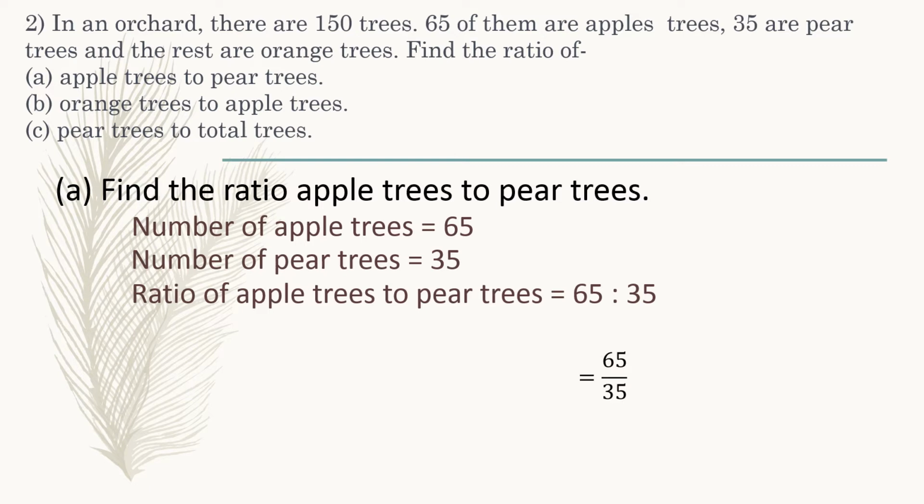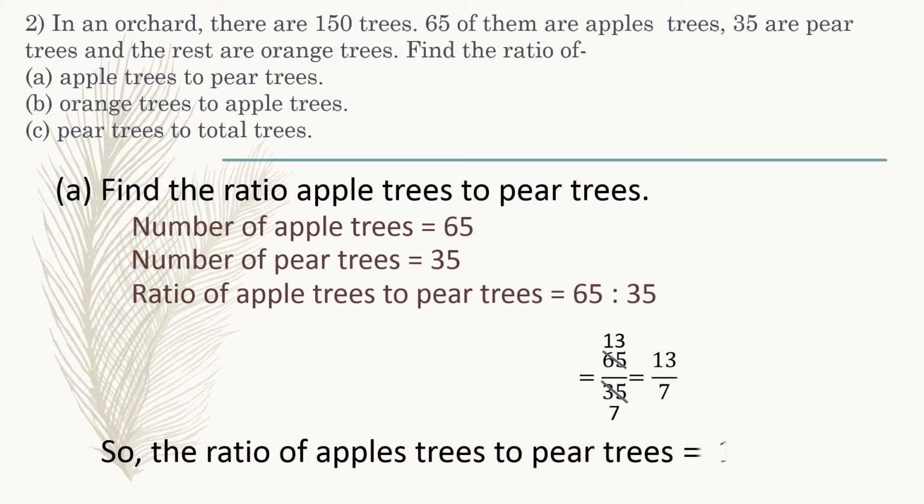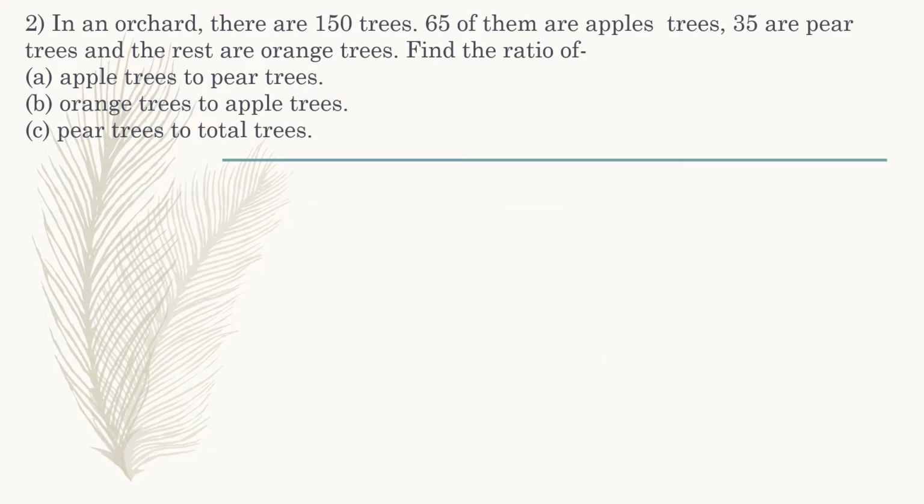See, 65 and 35 both are divisible by 5. So divide. 5 7s are 35 and 5 13s are 65. So we get 13 upon 7. So the ratio of apple trees to pear trees is equal to 13 is to 7. Let us solve part B.